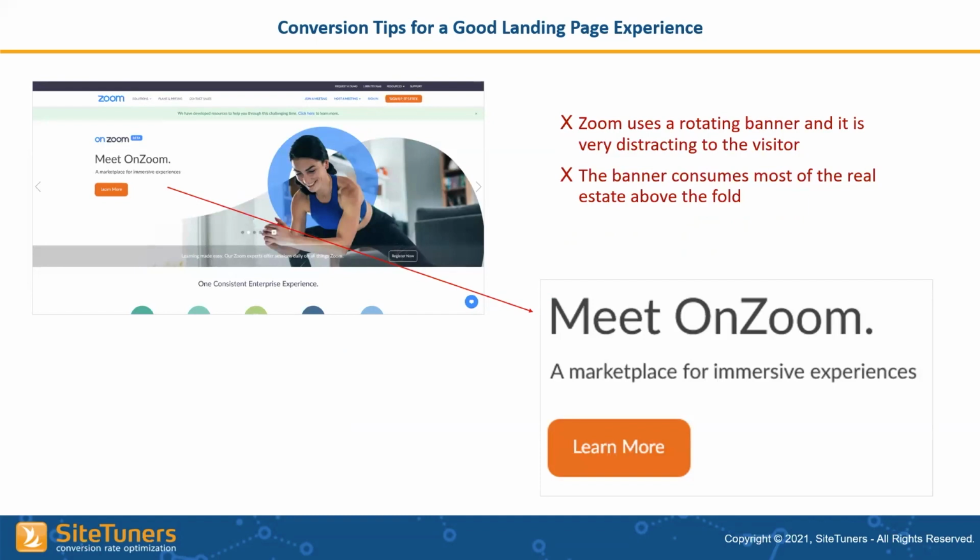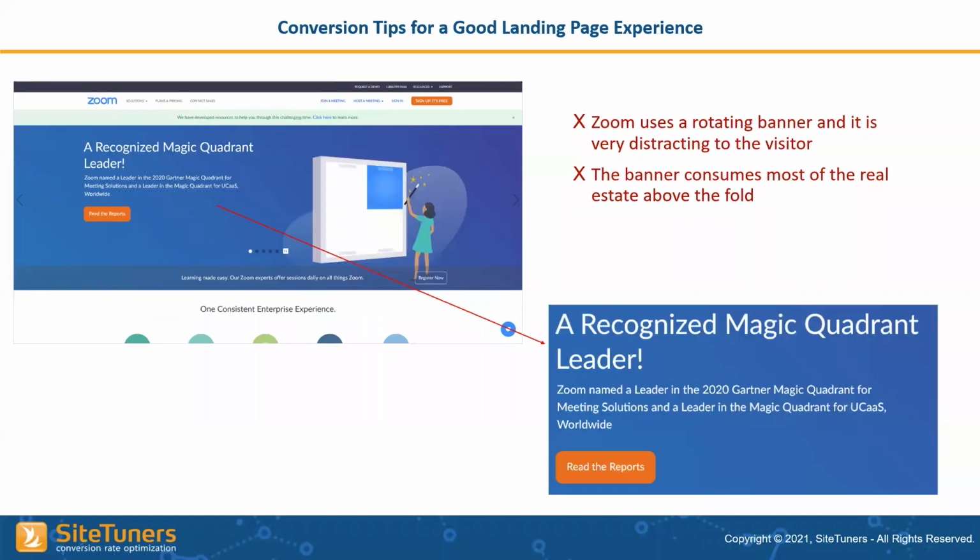All right, Zoom, another brand. Everybody knows Zoom. Zoom's making a killing through this pandemic, right? But again, they've got this rotating banner. And frankly, this rotating banner is not adding any value to my life. I love this: a recognized Magic Quadrant leader as one of their rotating banners. Oh my God, I'm looking for meetings. How in God's name does this add any value to my life as a visitor here?